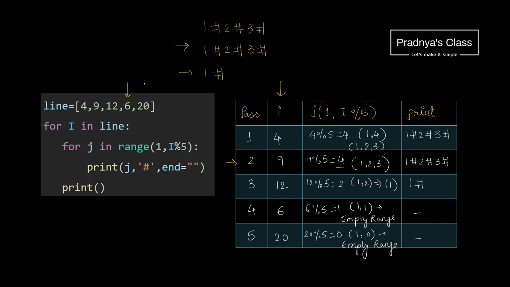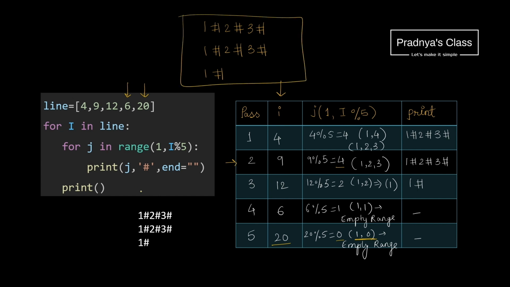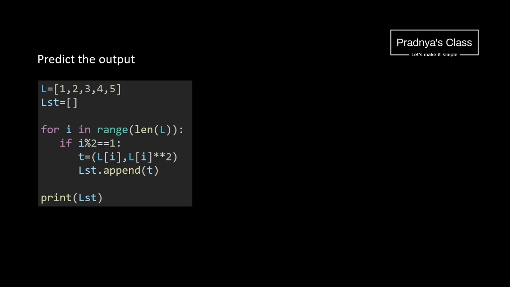Let's move ahead to the last element. The value of i will be 20. 20 % 5 is 0. range(1, 0) also cannot be executed. It means again it's an empty range. Nothing will get printed. The elements of the list got over and this will be our final output. Let me show you. Here is the final output. Hope you got it. In this way we practiced 3 output based questions on list.